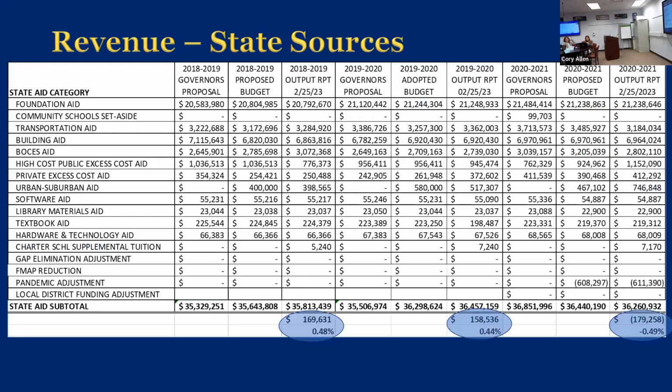Okay, state aid. Here are the big numbers. Again, I just wanted to share with you historically where we've come in. The first column is the governor's proposed budget, which is what we're at right now. Then what we've actually proposed, and then what they call the output report.